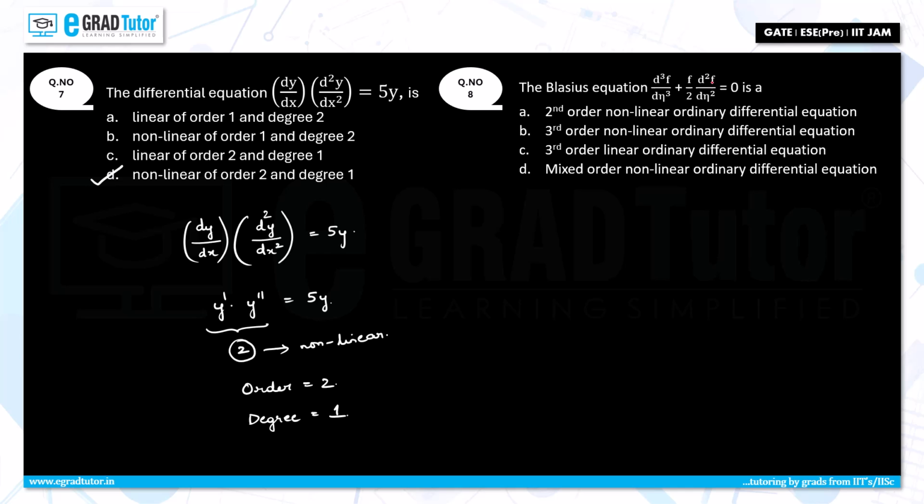We are given the Blasius equation. Okay, this is d cube f by d eta cube plus f by 2 into d square f by d eta square is equal to 0. So now you write this, instead of y he has given f, that's all. So this is f triple dash plus f by 2 into f double dash equal to 0. So if you see here, the combined degree is 2. Okay, so this is non-linear.